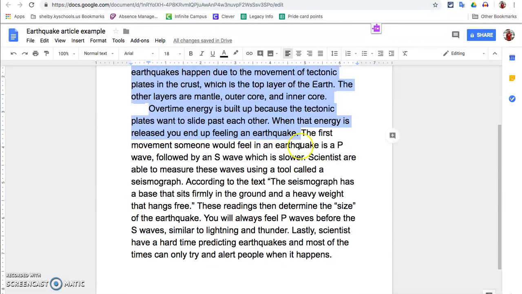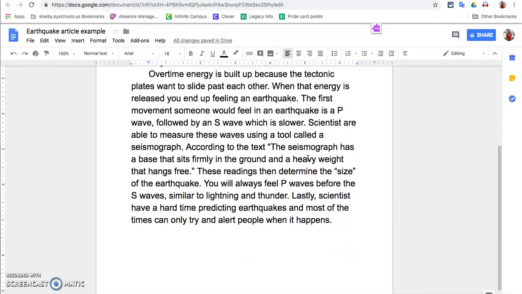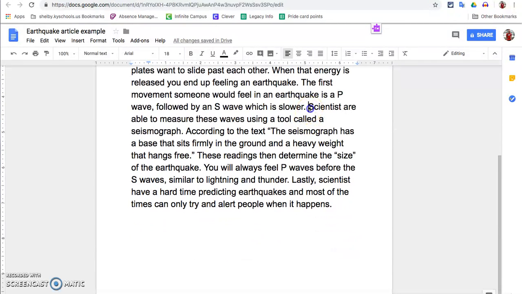Okay, the P and S waves are important in how scientists are describing earthquakes, but without all this other prior knowledge before that, you would have no idea why that's important. So you've got to make sure you paint the entire story, or in this case, write the entire story so that somebody reading it knows why you're writing that. It goes on to say, scientists are able to measure these waves using a tool called a seismograph.